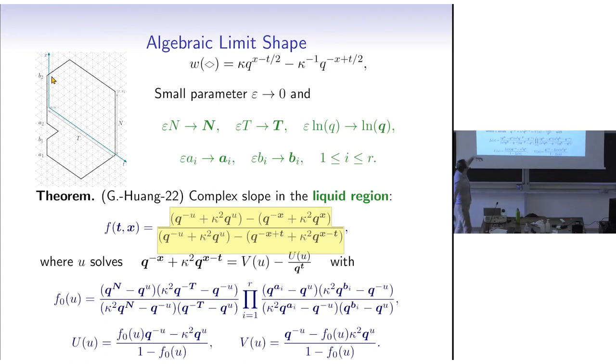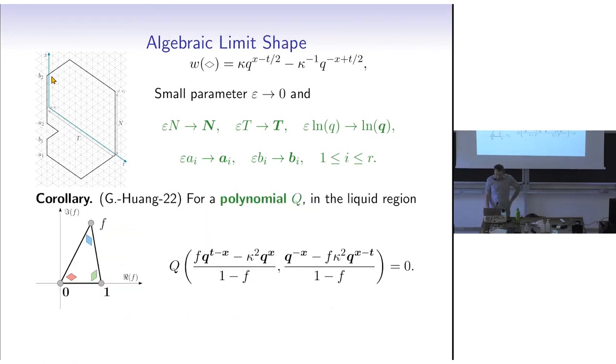Right. So what will happen is that outside the liquid region, all solutions of the equation are actually real. And inside the liquid region, you have complex solutions. So the arctic boundary is precisely the point where complex solutions glue together. So you can find it as some critical point of these formulas, you can find previous formulas. That's correct.